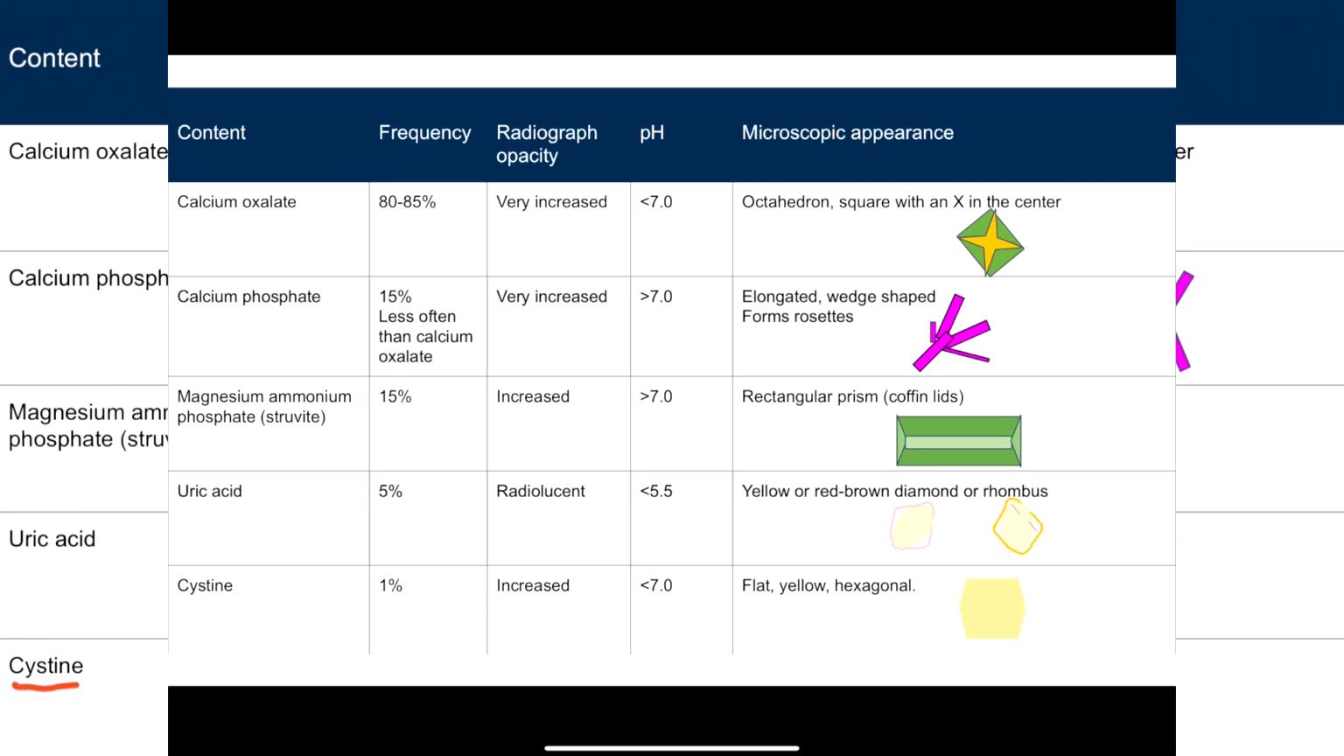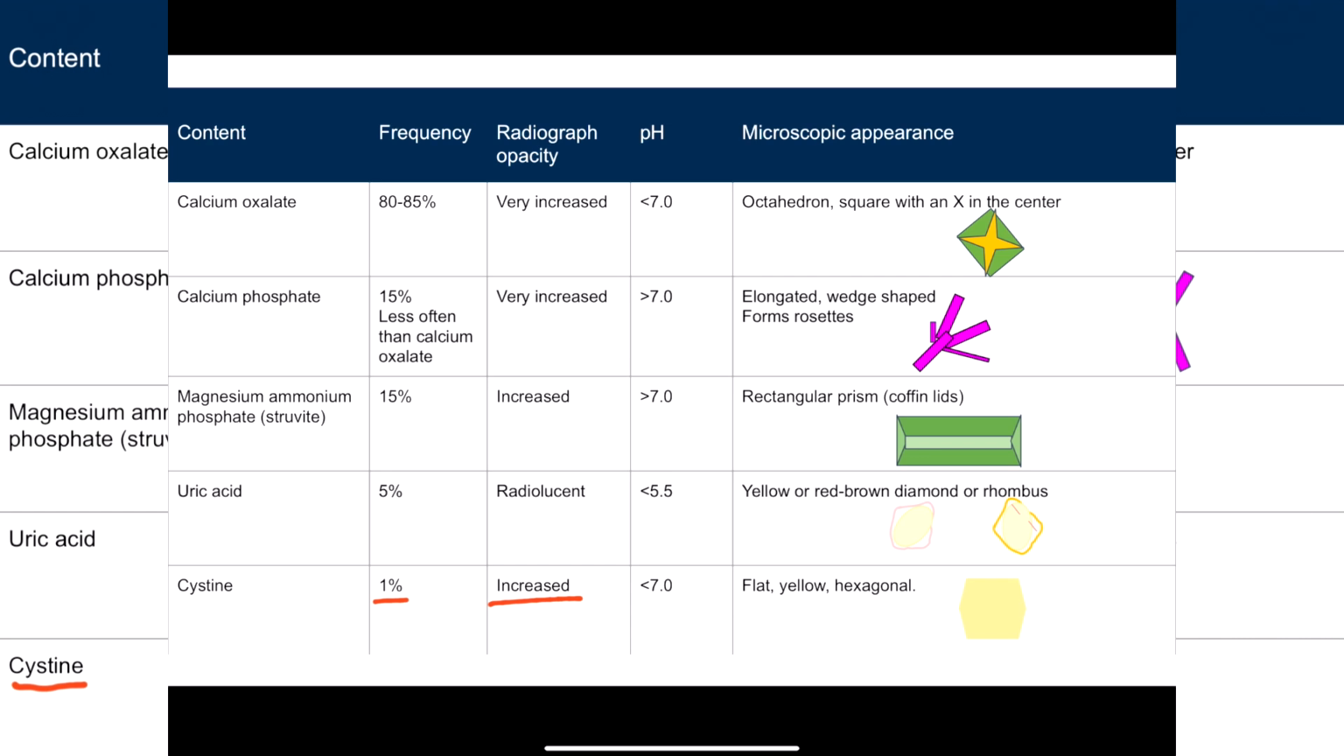And finally, cystine stones account for 1% of urinary stones. The radiograph opacity is typically increased. A risk factor for cystine stone formation is a decreased pH, usually less than 7, and urine supersaturation with cystine. This is typically seen in cystinuria, which is an autosomal recessive disease usually seen in children.